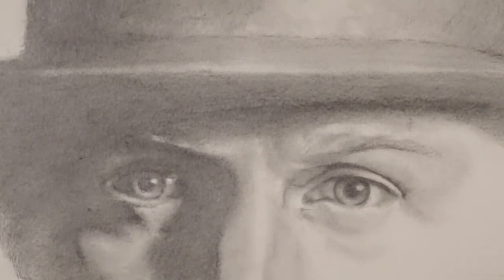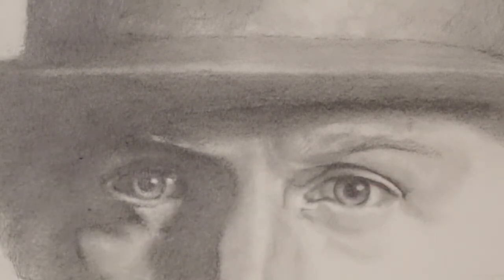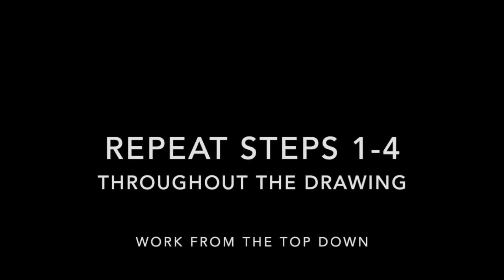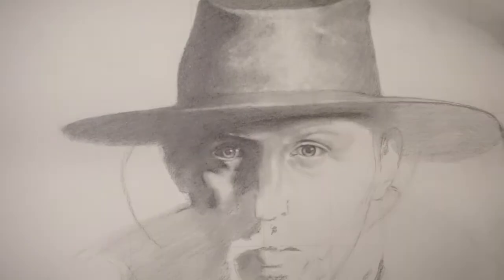You don't want to ignore them. I'm not saying they're not important. I'm just saying that you don't want to overly fixate on them or overly emphasize them. I would consider that row complete, and now I'm just going to repeat steps 1 through 4 throughout the drawing.